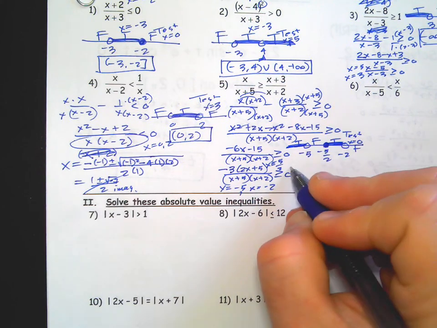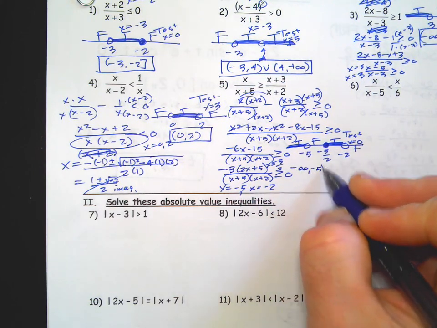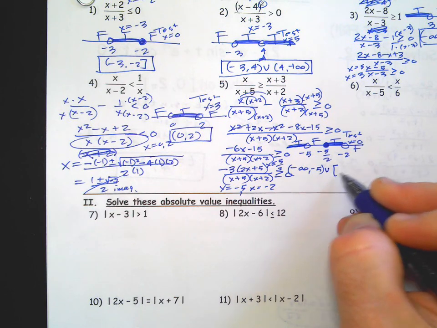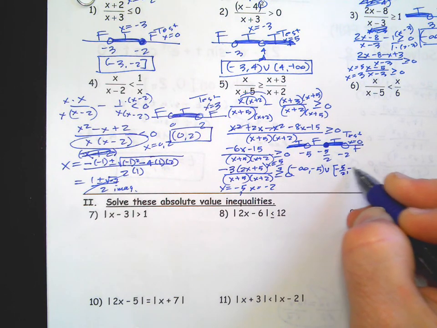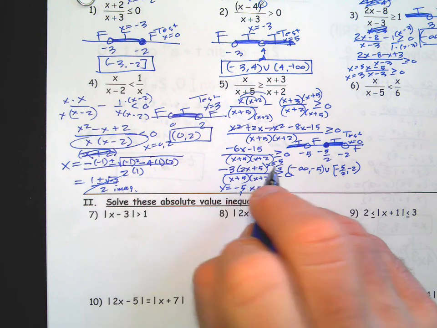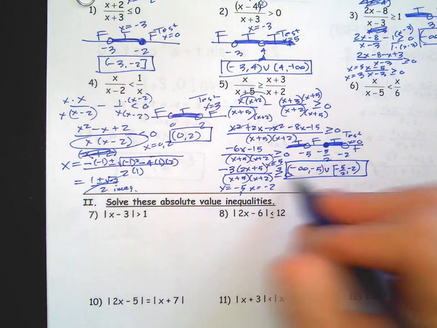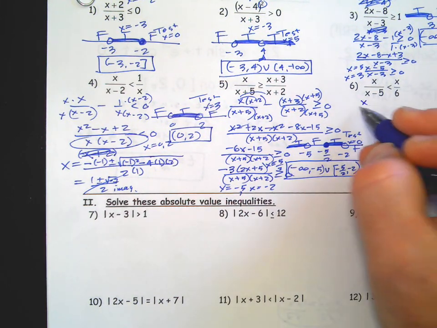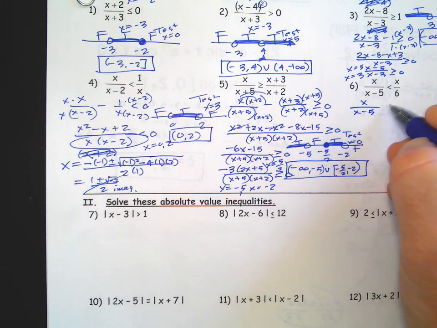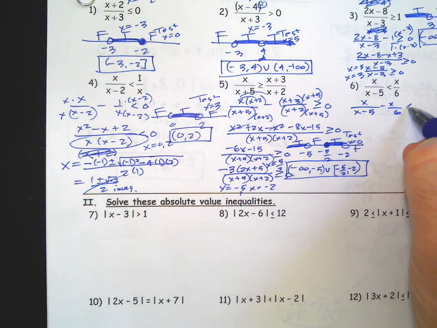So the answer is negative infinity, negative 5, union bracket, negative 5 halves, negative 2. That's your answer. All right. Last one of these. Move everything on one side. Convert to 0. Least common denominator.